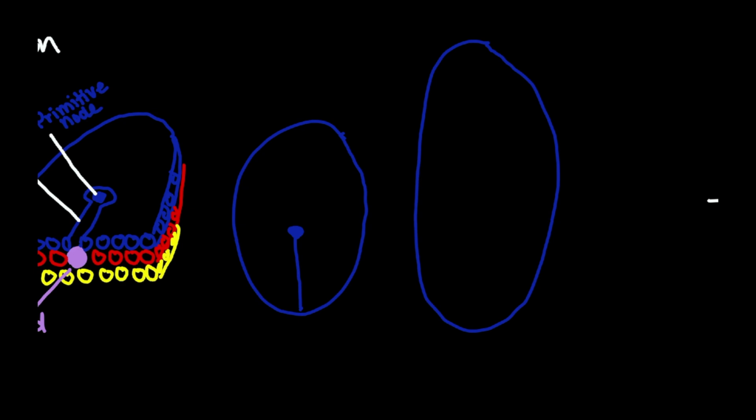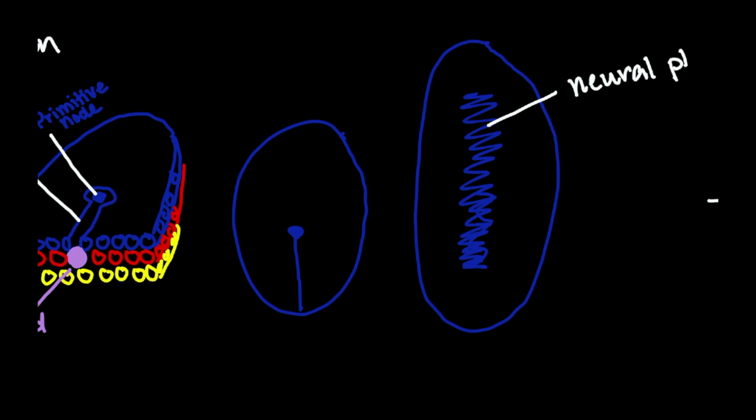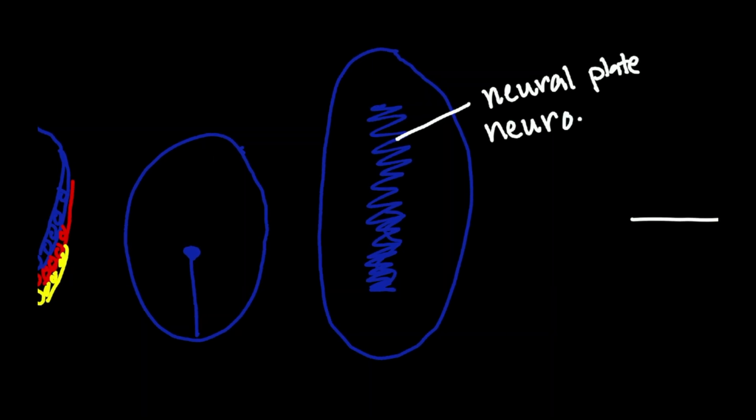Around the 3rd and 4th weeks of gestation, the notochord signals to the overlying ectoderm to thicken and form what is called the neural plate. This is also called the neuroectoderm. That's a mouthful. Neuroectoderm. The formation of the neural plate marks the beginning of a process called neurulation. Essentially, neurulation is when the neural plate forms a neural tube.